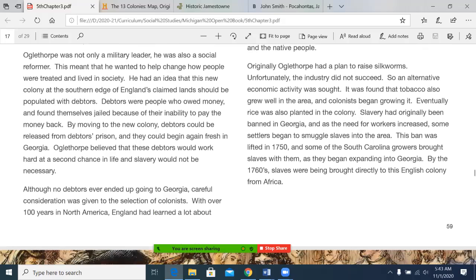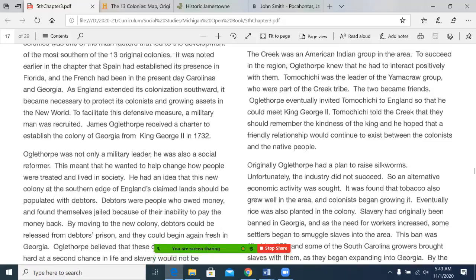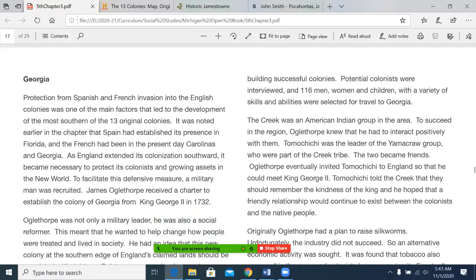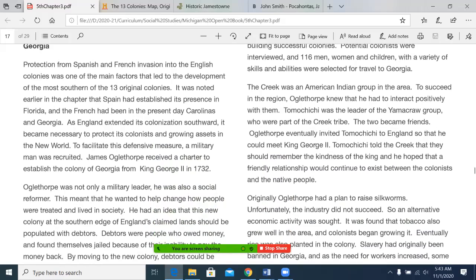With over 100 years in North America, England had learned a lot about building successful colonies. Potential colonists were interviewed, and 116 men, women, and children with a variety of skills and abilities were selected for travel to Georgia. The Creek was an American Indian group in the area.